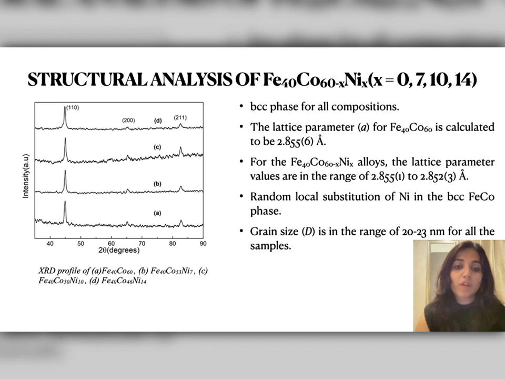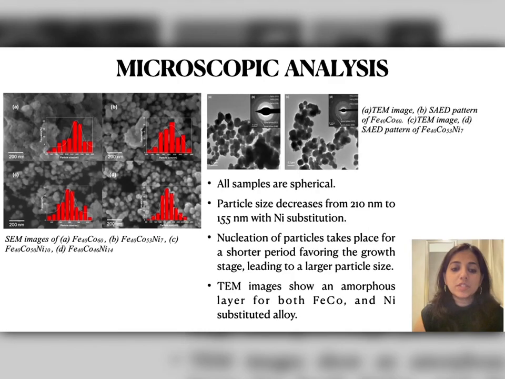The lattice parameter of Fe40Co60 is calculated to be 2.855 angstrom, which is compatible with the literature value. For the iron cobalt nickel alloys, the lattice parameter value decreases up to x equal to 7 and then increases with x equal to 14, indicating random local substitutions of nickel in the BCC iron cobalt phase. The SEM images of the samples show that the morphology of all the samples is spherical, with an average particle size decreasing from 210 nanometer to 155 nanometer on increasing the nickel concentration from 7 to 14 atomic percent.